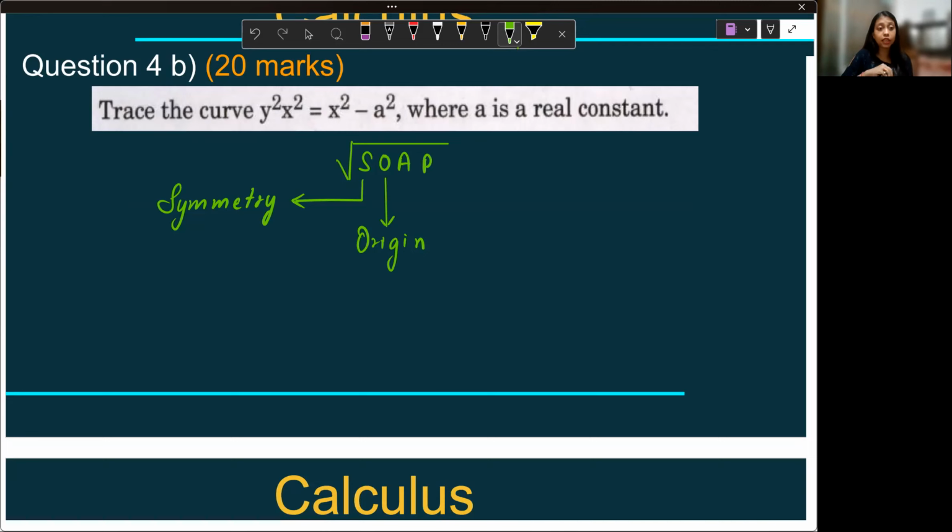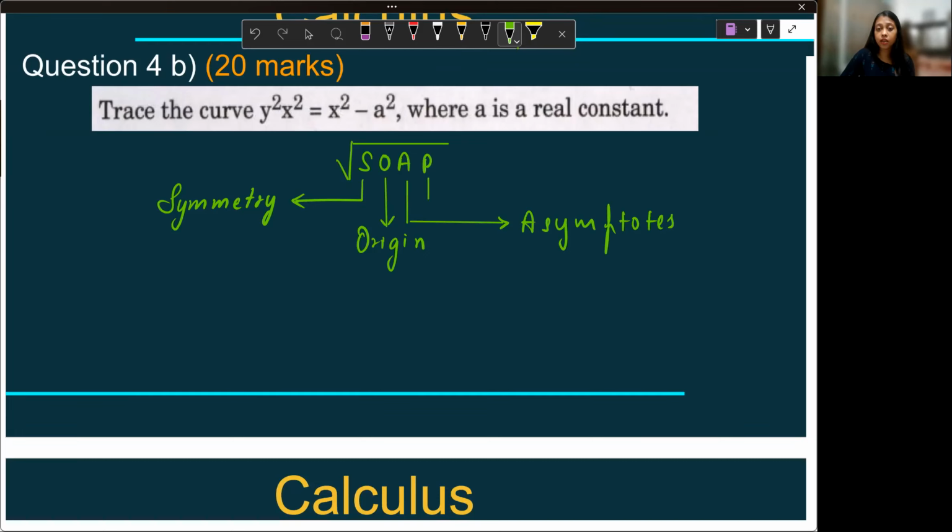We have discussed it in the class as well. So when the curve passes through the origin, then you have to find out the tangent, and the nature of the tangent at the origin as well. Okay. And then what is A? A is asymptotes. You have to find all the asymptotes, rectangular ones, oblique ones, all of them.